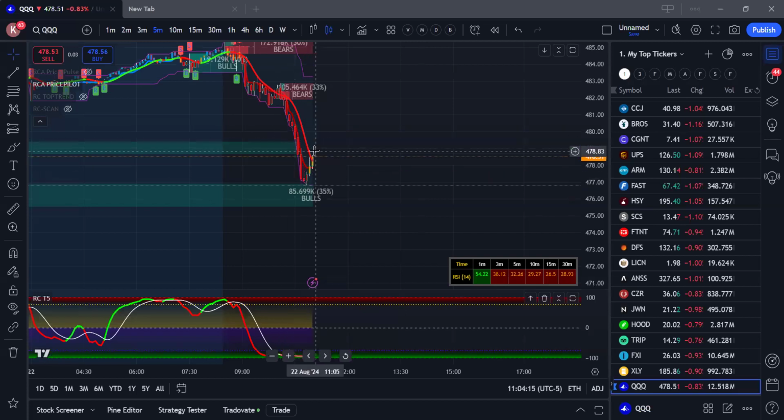QQQ started bouncing. So now red candles turn to orange candles. That means there is a transition from bearish to bullish trend. If we get a green candle, we can enter calls.